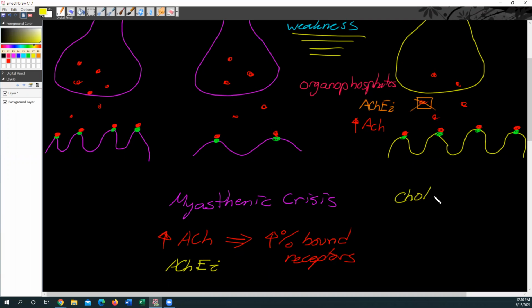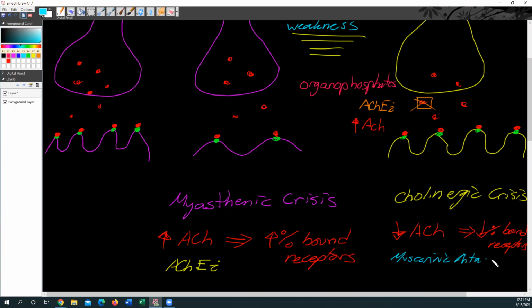But to treat cholinergic crisis, the issue is too high of acetylcholine. So we need to decrease the response of acetylcholine. And what this is going to do is it's going to lower the percentage of bound receptors. And so we have really two ways of doing this. The first way is that we can administer a muscarinic antagonist. Or what we can do is we can administer a drug called pralidoxime.